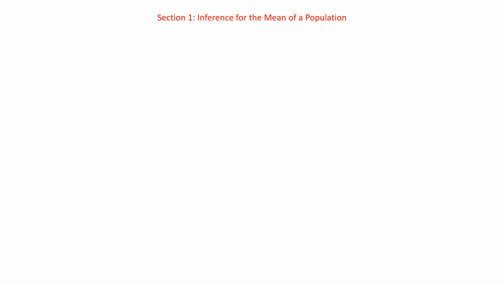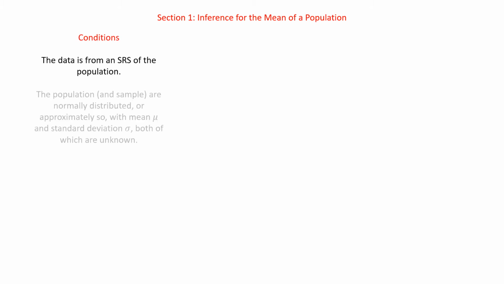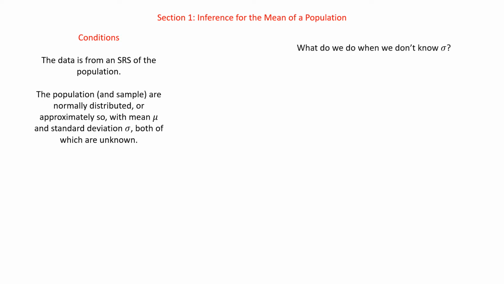So first thing, we have inference for a mean of a population. Again, this is specifically when we don't know the population standard deviation, because honestly, most of the time, we won't know that. So our conditions still have to be from an SRS, and the population has to be normally distributed, or approximately normally distributed, with mean mu and standard deviation sigma, both of which we don't know. So what do we do when we don't know that?